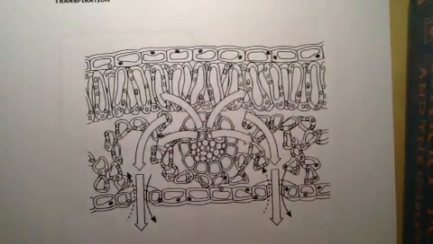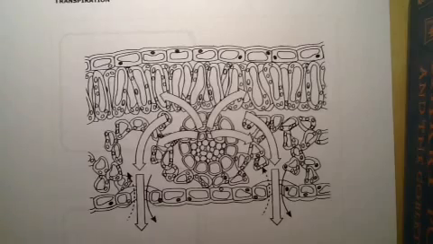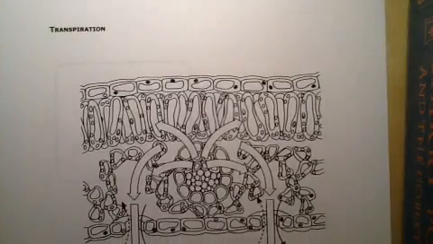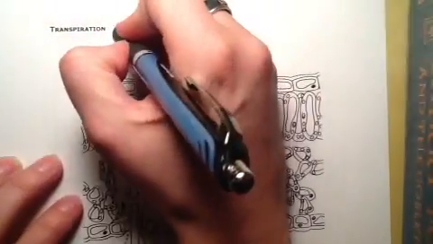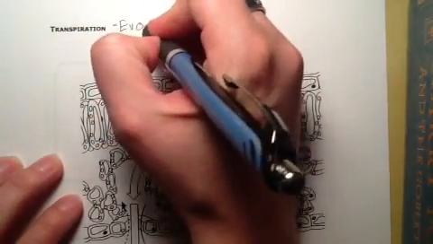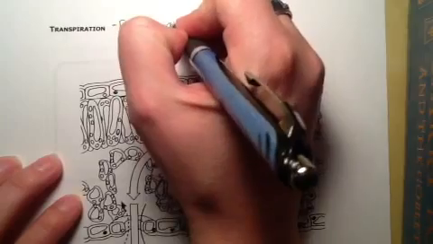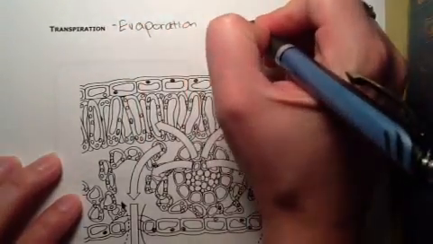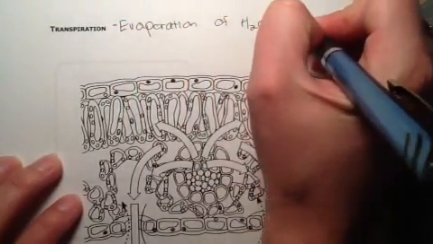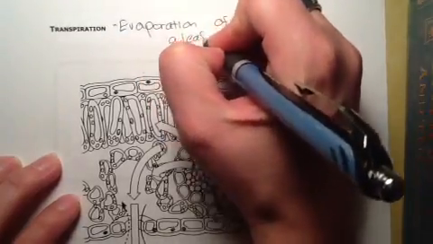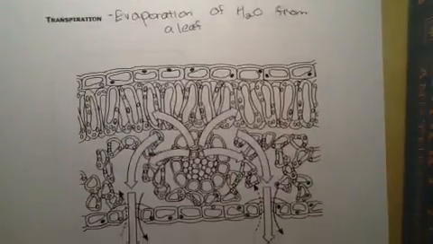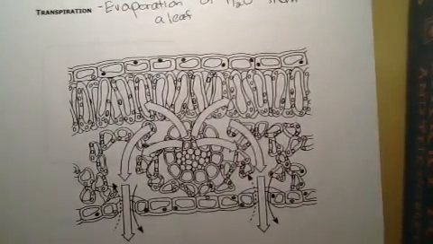Now, the other thing that's actually pulling on the water is something called transpiration. Transpiration, all it is, is a fancy way to say evaporation of water from a leaf. Okay, and so let's just see what happens. We're going to draw it in steps, okay?